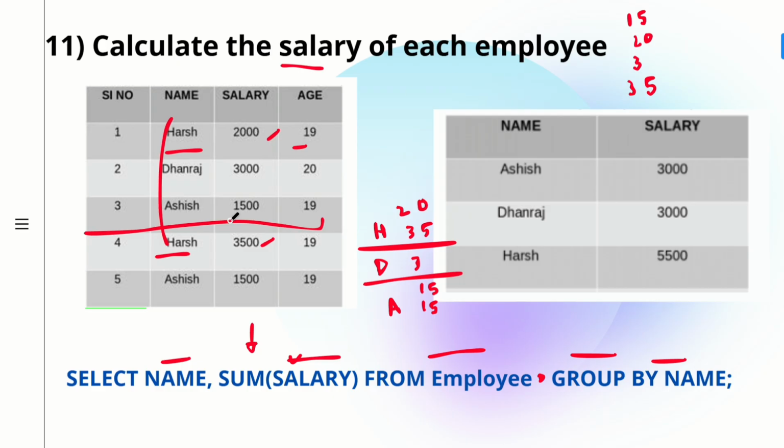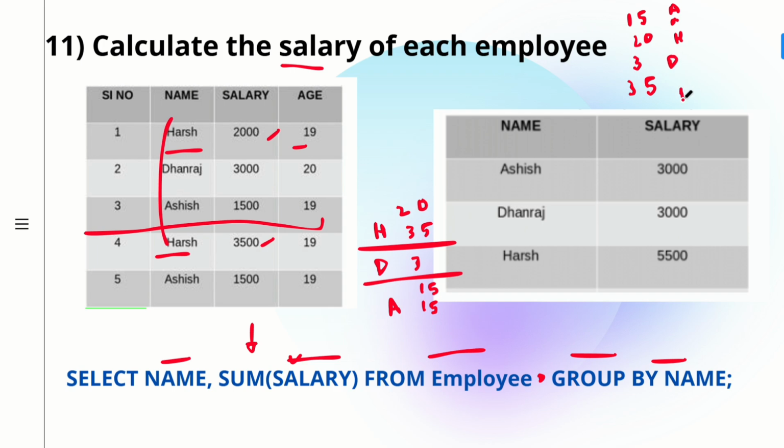And then in 1500, two people, so Ashish will be there. Ashish earned two times, so Ashish will be there two times. In case he earns something more or some age is different, Ashish will be there. Then in 2000, Harsh will be there. Then in 3000, who is there? Dhanraj is there.